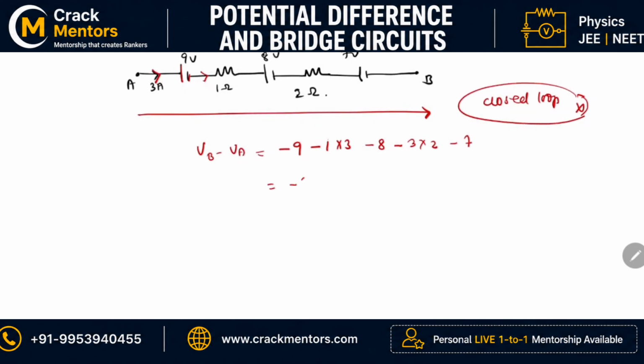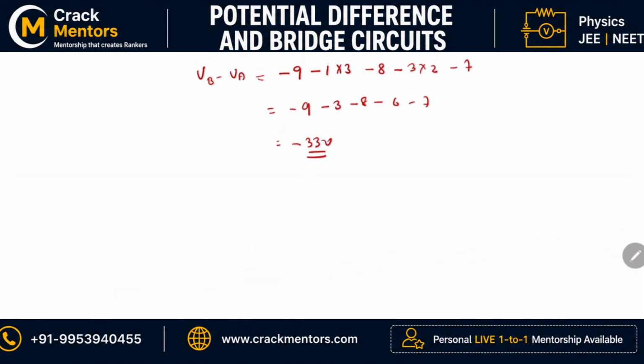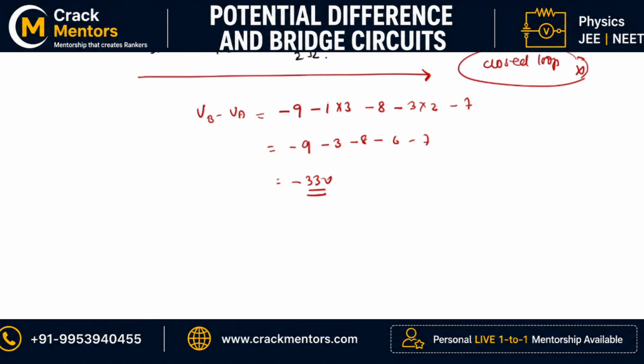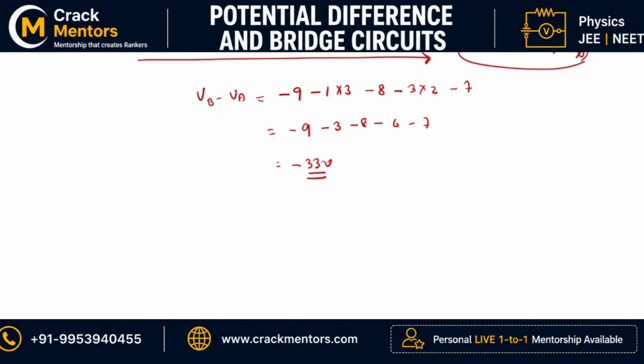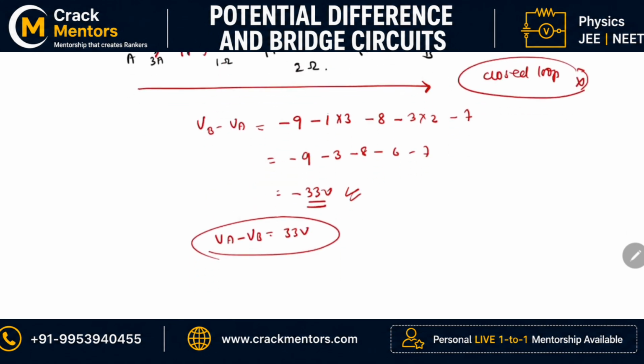What is the value here? Minus 9, minus 9, minus 3, minus 8, minus 6, minus 7. So summing this up, this will give me a value of minus 33 volt. So what is the value of the potential difference between the point A and B? So if it's VB minus VA, that is minus 33. Okay, and if the question is asking VA minus VB, that is 33 volt. If nothing is given, then go with minus 33. And if the question specifically gives the equation, then take it appropriately.